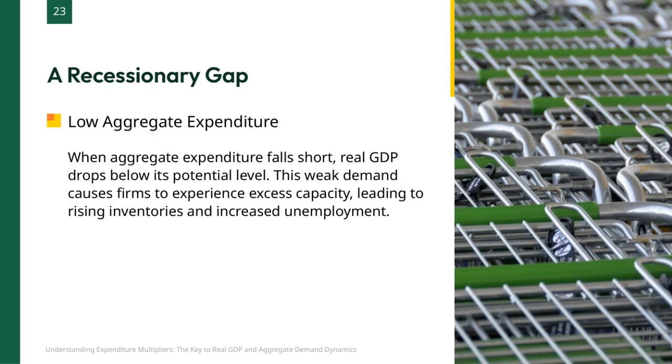Here, we focus on what happens when aggregate expenditure is low, when spending in the economy doesn't meet the level needed to fully utilize resources. Real GDP falls below its potential. This situation is known as a recessionary gap. As demand weakens, firms produce less, resulting in unused production capacity. Inventories start to build up because goods aren't selling as expected, and as a consequence, companies reduce their workforce, causing unemployment to rise. This mismatch between spending and potential output highlights the challenges during an economic slowdown.